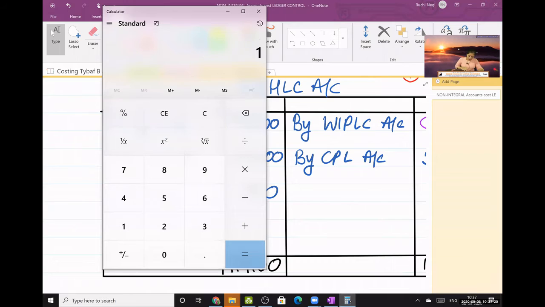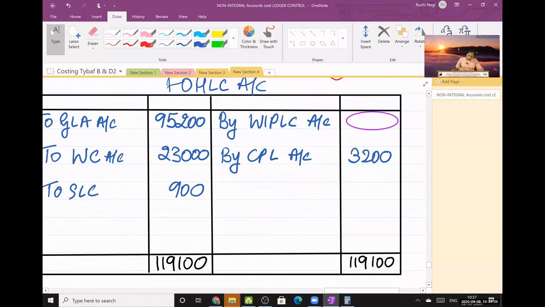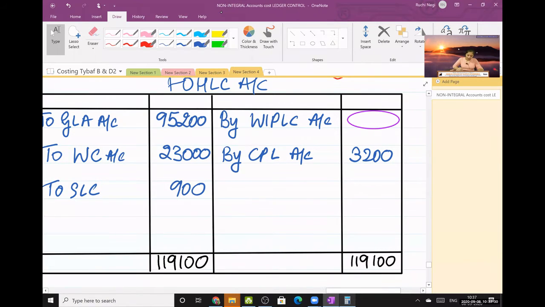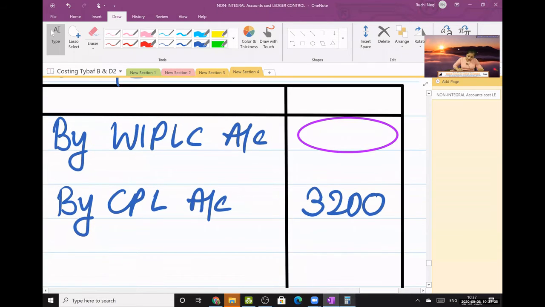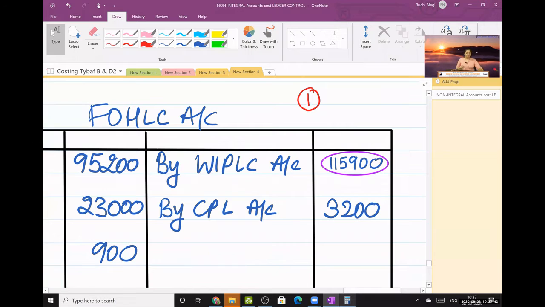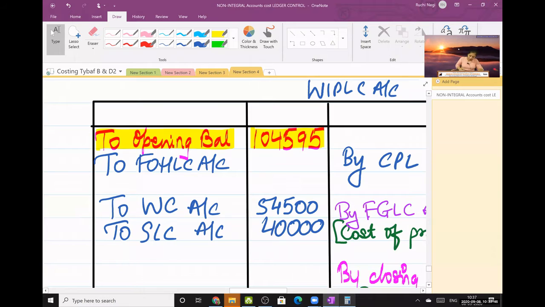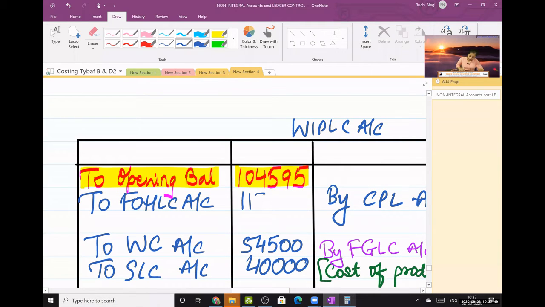Factory overheads will be closed first. So 1,19,100 is the total minus 3,200. 1,15,900 is my answer. So I write here 1,15,900. Its second effect, give it here in WIP, 1,15,900. This is the only change.